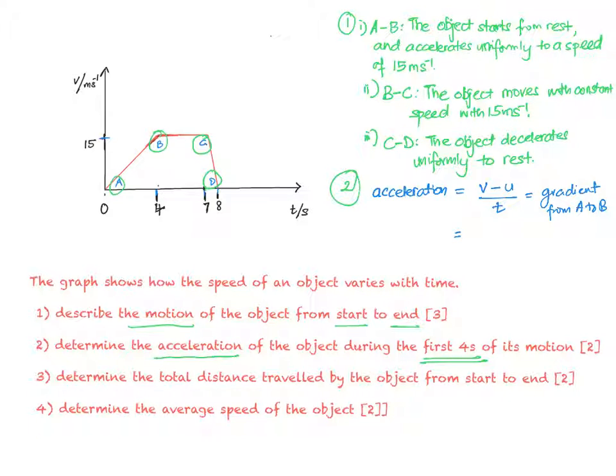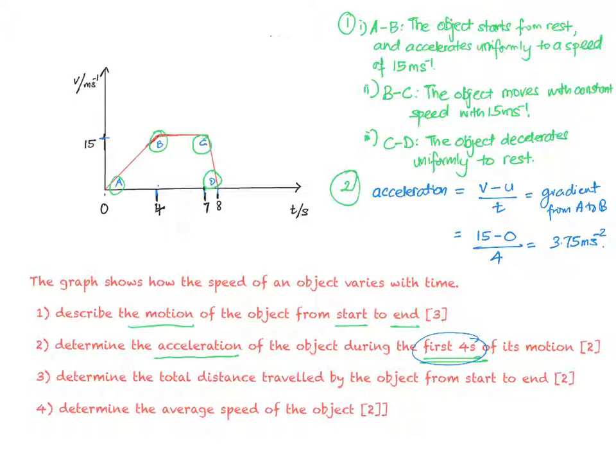So if you sub in the values, the final speed is 15, the initial speed is 0, and the time duration is 4. You work it out, you get 3.75 meters per second squared. That's the acceleration for the first 4 seconds of the motion.